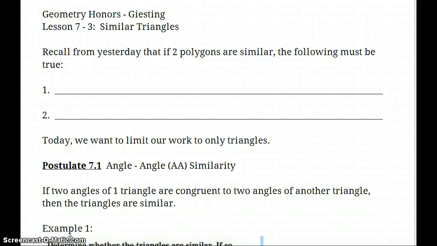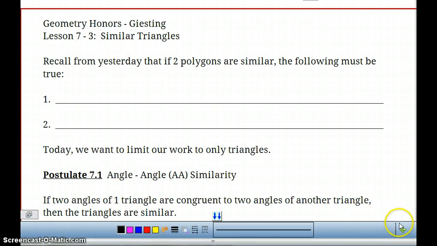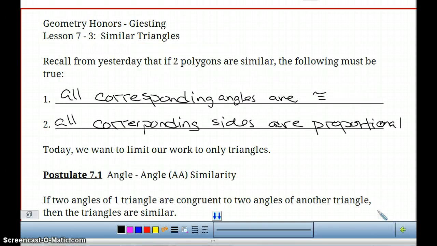Good morning. Today in Honors Geometry, we want to study Lesson 7.7-3, Similar Triangles. Recall from yesterday that if two polygons are similar, the following two things must be true. Remember, for two polygons to be similar, all corresponding angles are congruent and all corresponding sides are proportional. Well, today we want to limit our work to only triangles.